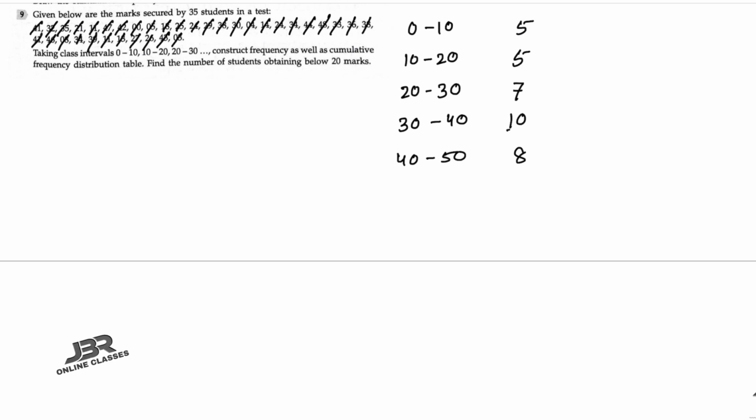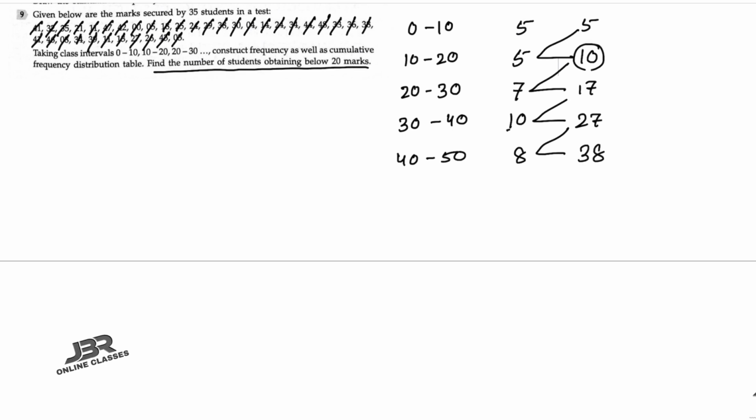Now write down the cumulative frequency. So first one will be 5, second one 5 plus 5, it's 10, 10 plus 7, 17, 17 plus 10, 27, 27 plus 8, it's 35. Okay, now the last one, find the number of students obtaining below 20 marks. So below 20 means your answer is 10. Okay, 5 plus 5, that is 10.